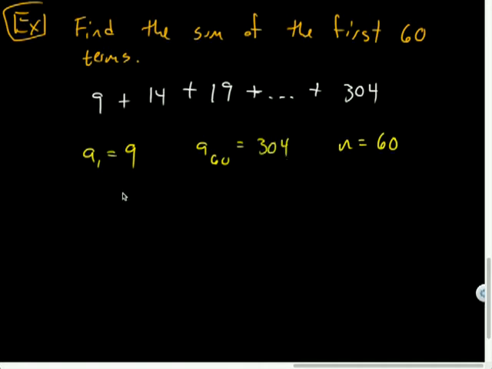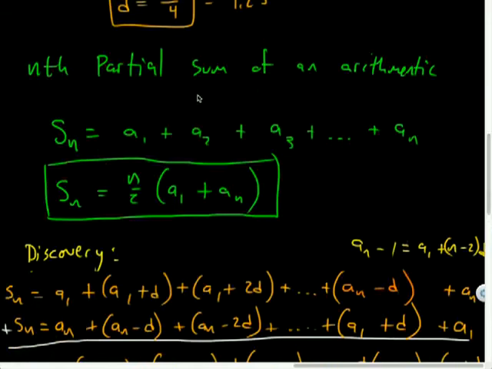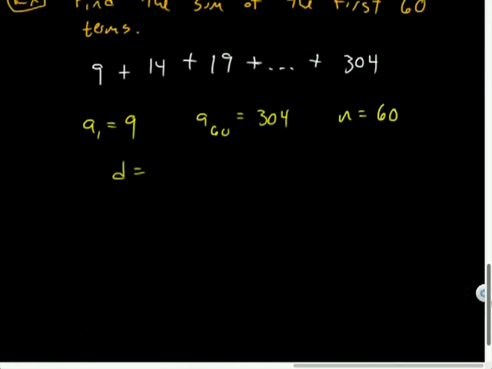What's the common difference here? And better yet, do I need it? No, because our formula actually excludes it, right? I don't even need to know what the common difference is. I just need to know that there is one. But the common difference here, 14 minus 9, is 5. So let's plug this in and just solve it.